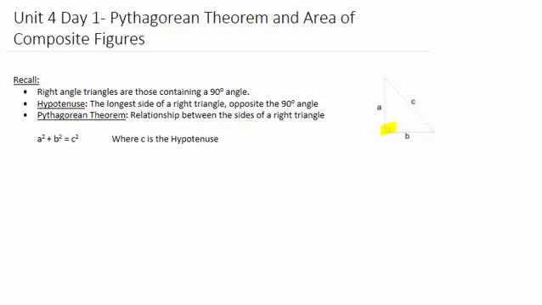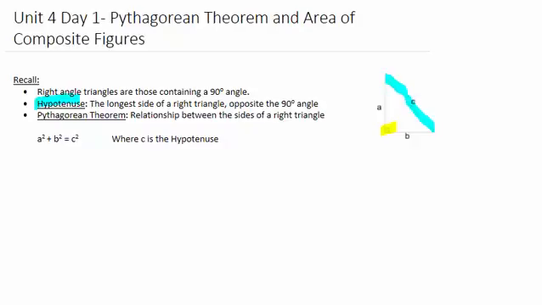Then, the hypotenuse. So the hypotenuse is the longest side of a right triangle and is always opposite the 90-degree angle. So in this case, the hypotenuse is C because, again, it's across from the 90-degree angle and it also happens to be the longest side of the triangle.